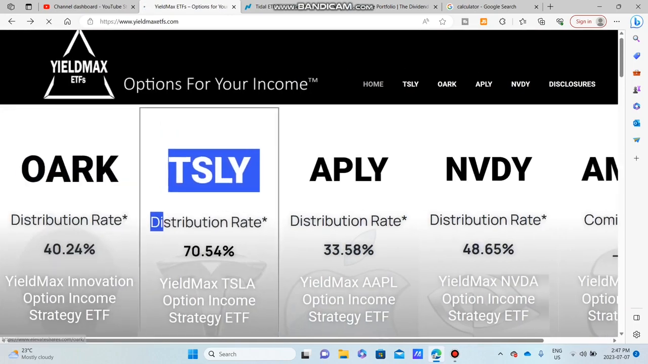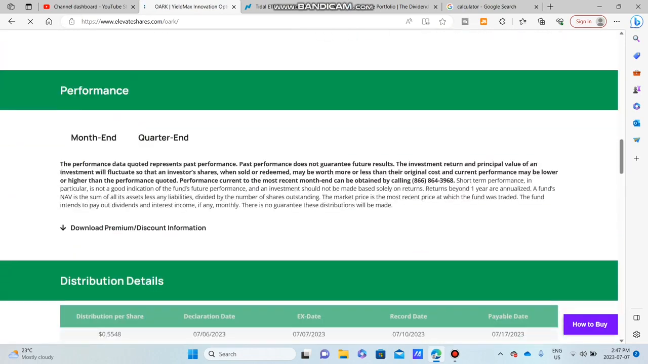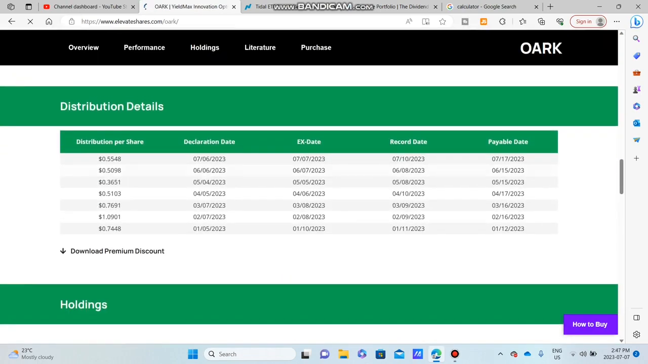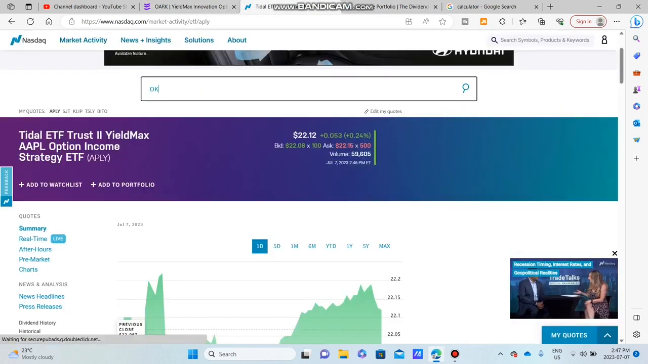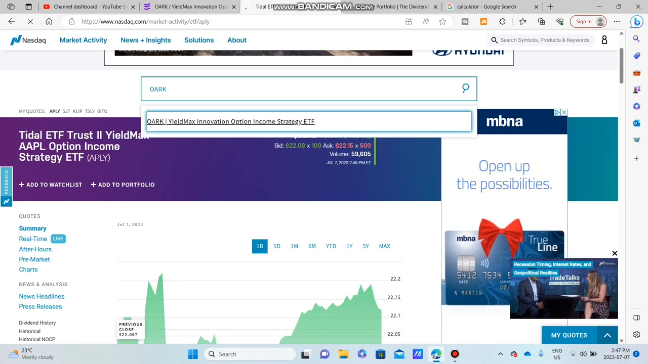Jumping to the next Yieldmax fund that introduced their high dividend is OARK. Let's see what they received. I don't know if they doubled it. Their previous distribution was roughly 51 cents, and they bumped it up to 55, 56 cents, somewhere about there, which is actually not too bad. A little increase, maybe about 7, 8%.